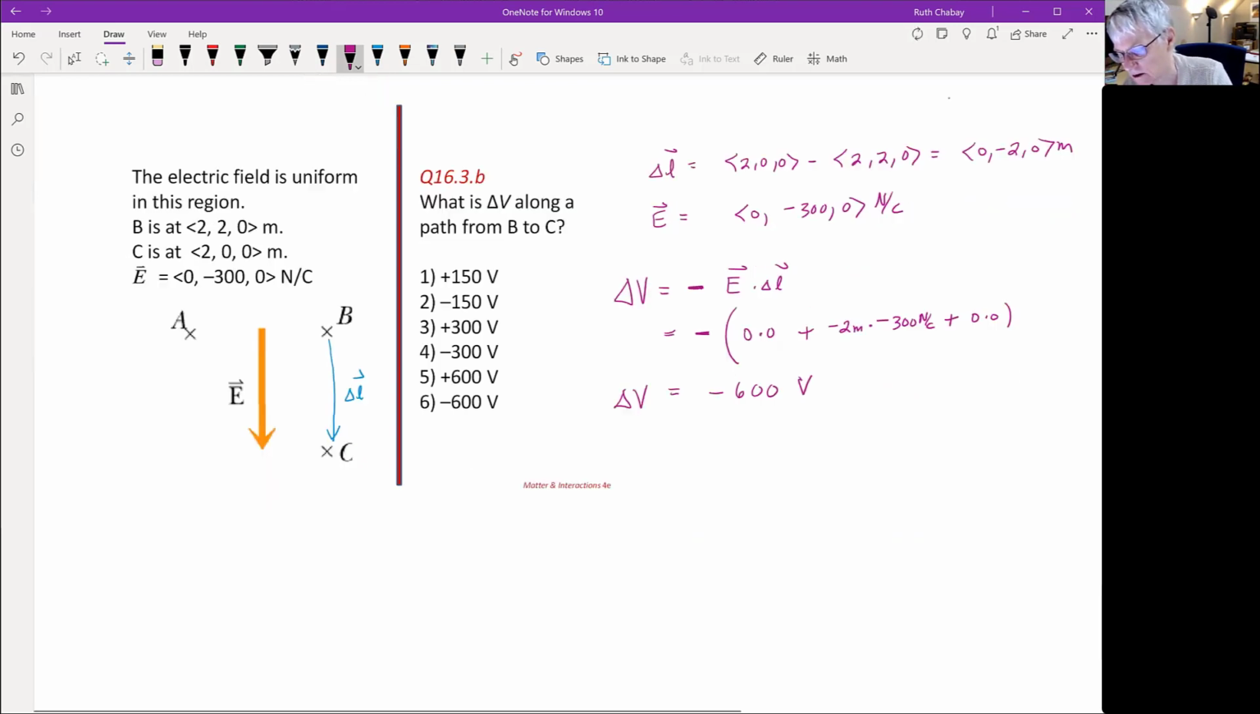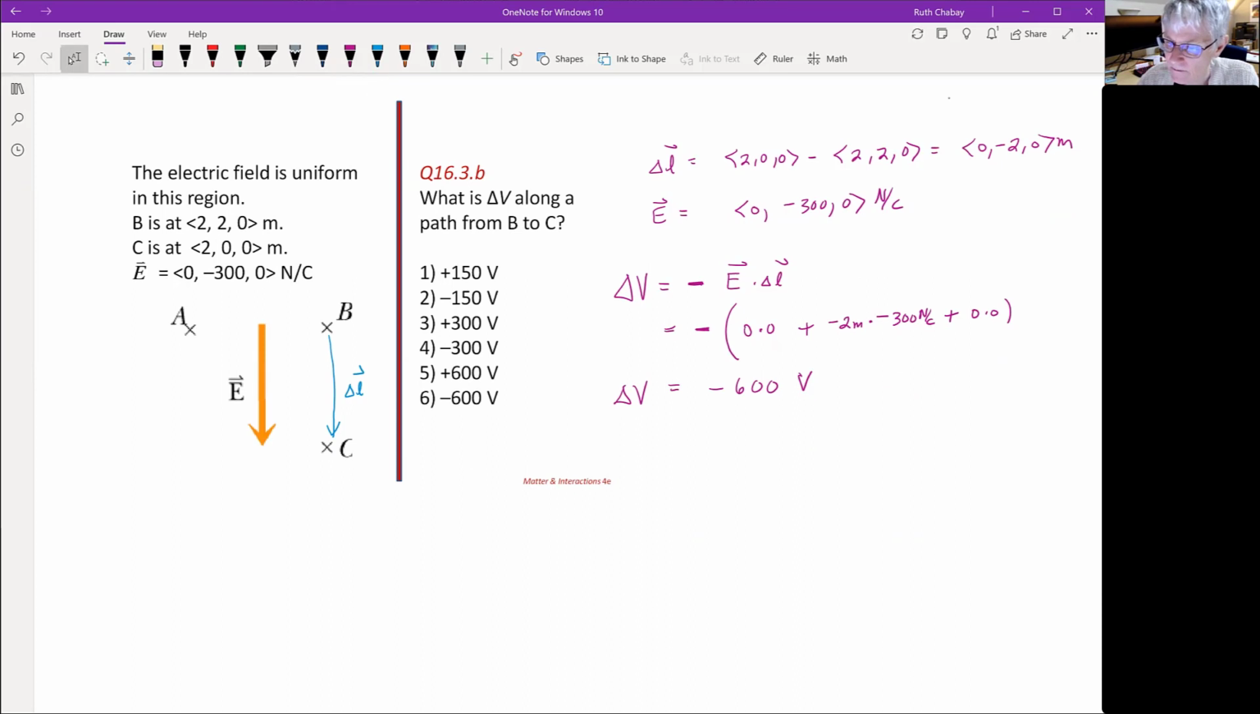So here's something useful to keep in mind. When the path, so the displacement, so delta L, is in the same direction as E, we got a negative potential difference. So our path went from B to C, it went in the minus y direction, the electric field is in the minus y direction, we got a negative potential difference.